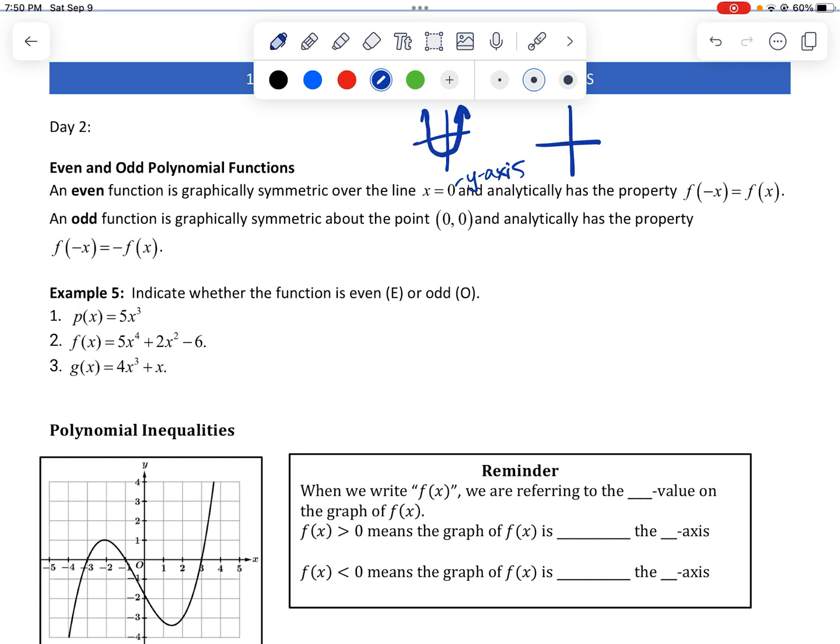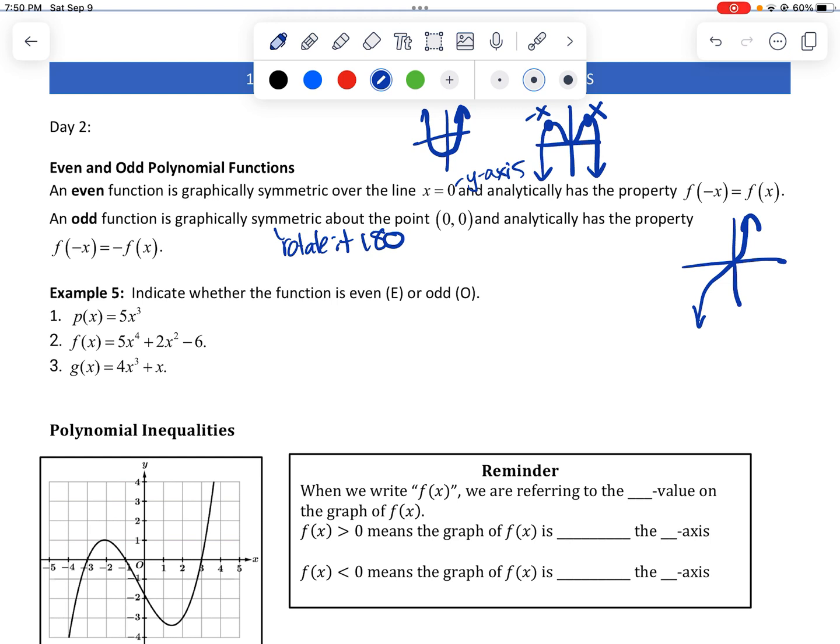Or maybe you see one like something like that. What this means is f of negative x is the same as f of x. So if you have an x value here, it's the exact same height as that negative x. An odd function is symmetric about the origin. I like to think about this as you can rotate it 180 and it's the exact same. And this means f of negative x is the same as the opposite of the y value.